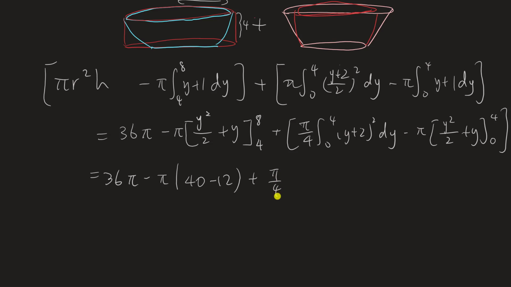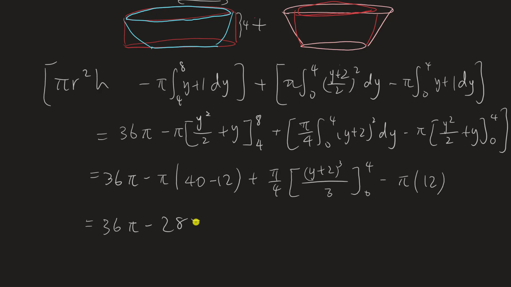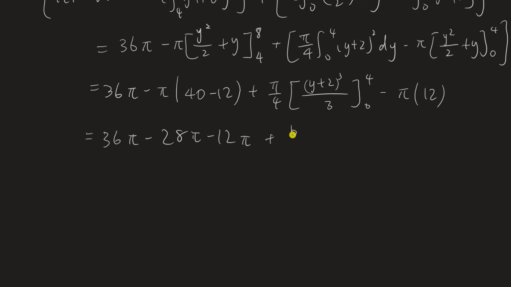Plus pi over 4, integrate this will give us (y plus 2) cubed over 3. This would be 16 over 2, 8, 8 plus 4, 12, minus 0, so simply this. So 36 pi minus 28 pi minus 12 pi plus, this would give me 52 over 3 pi, and after doing some calculation, this will give us 40 pi over 3. That's the answer for this question.